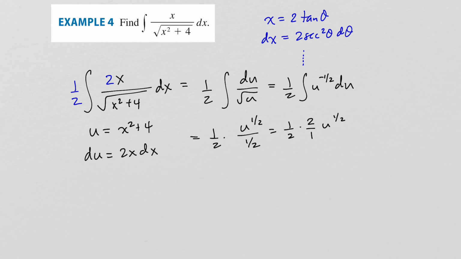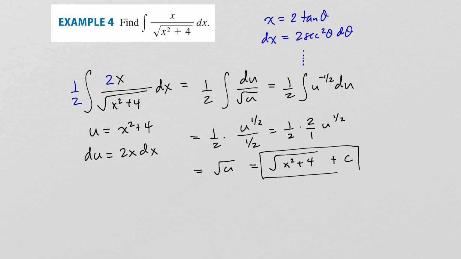Invert and multiply, and you end up getting the square root of u, which is the square root of x squared plus 4 plus c. So although you can use trigonometric substitution, and if you want, go ahead and pause the video and make this substitution and see if you can get the same answer. I think what you'll find is that the u substitution is a little bit easier.